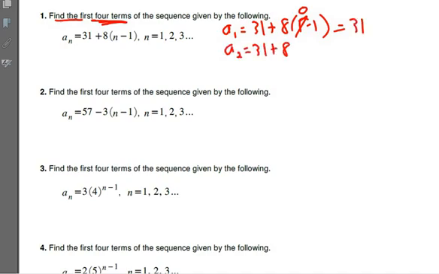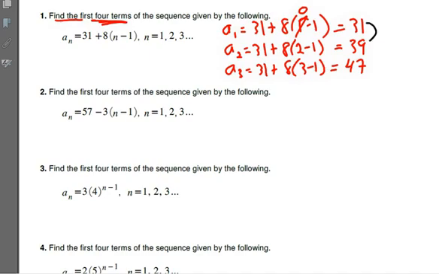So that's 31. Then a sub 2 is 31 plus 8 times 2 minus 1. So that's going to be 39. A sub 3, 31 plus 8 times the quantity 3 minus 1, so 8 times 2 is 16. So I get 47. I'll do the next term in a second. One thing that's interesting, we can see in this sequence we have a difference of 8 between each one of these. So 31 plus 8 is 39. 39 plus 8, 47. If we do the next term, it's going to be 55.